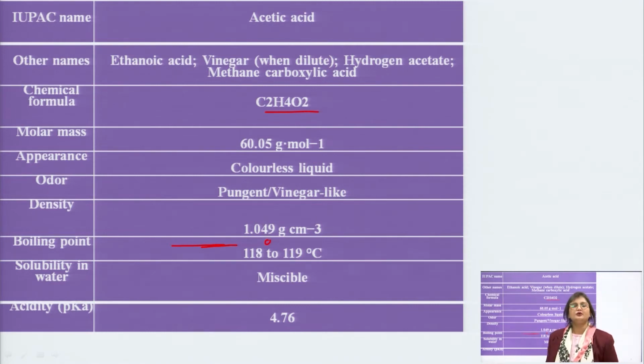With the help of this table, you can see that we have described various properties of acetic acid, starting from the IUPAC name to common names. We have also looked into the chemical formula, molar mass, appearance, odor or the physical properties, density, boiling point, solubility and acidity of acetic acid.